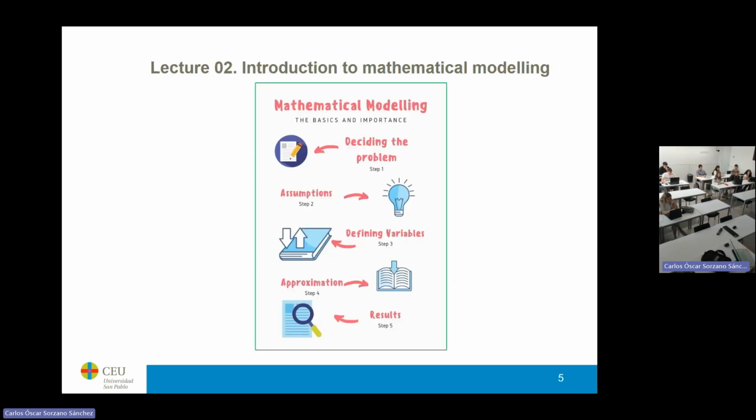When you start modeling, first you have to decide which is the problem that you want to solve, which is the network that you want to understand. You will make some assumptions; we will see examples later. You will define some variables that you will be able to measure, or internal variables, and these internal variables will transfer to an external variable that you are able to measure. And then there will be some approximation, because you have some observed data, and you have to fit your model to the observed data, and then you get some results.